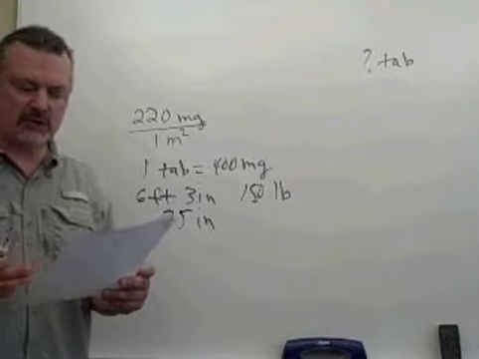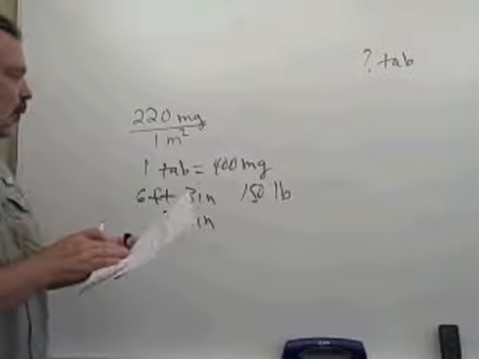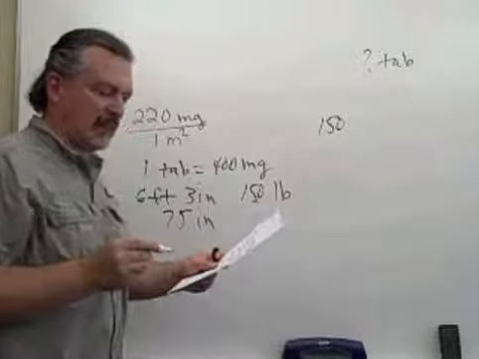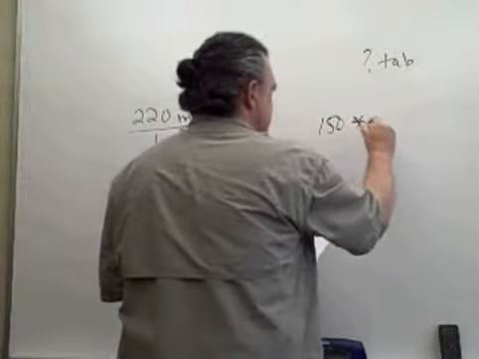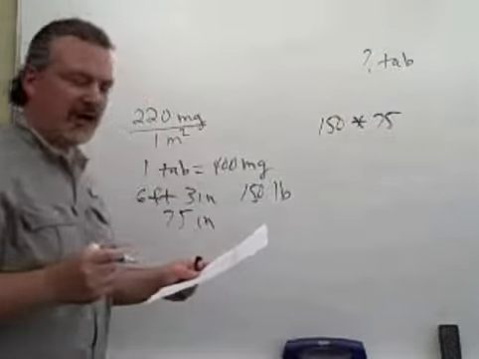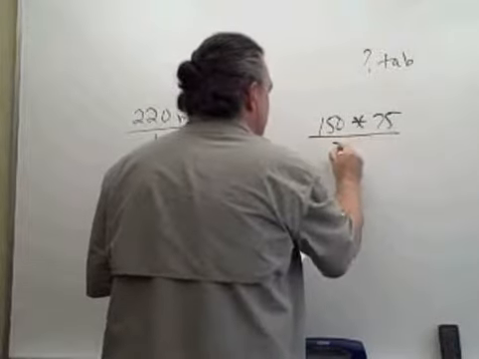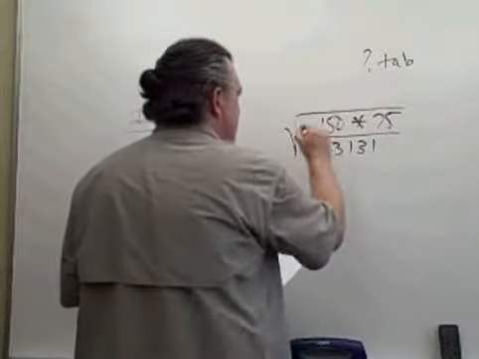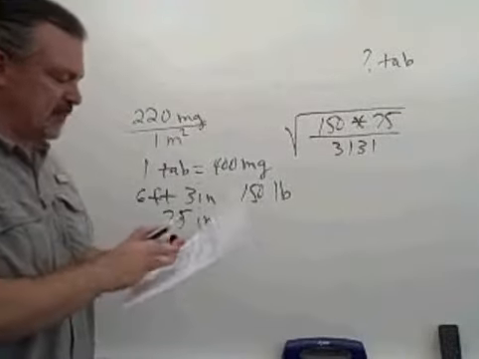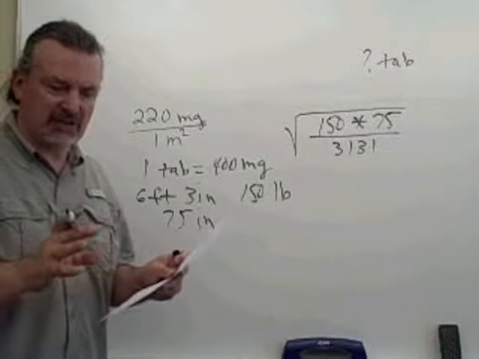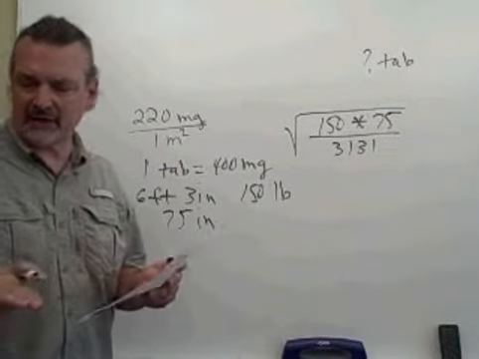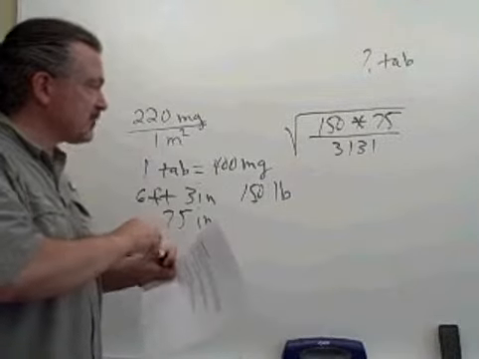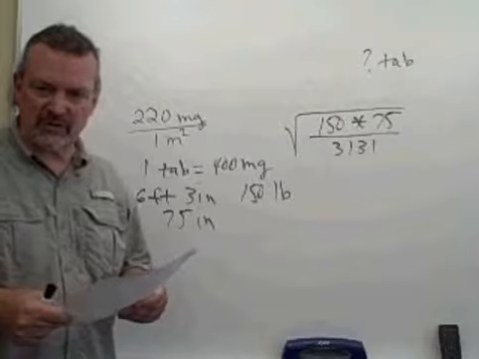And so here's how we use the formula. We take their weight in pounds, which is 150 in this instance, times their height in inches, which we've determined to be 75, divided by 3,131, and then we take the square root. Remember, that's what that symbol means. It's not a division sign, it's the square root sign, which we have on our calculator, I hope. Yes, we do.